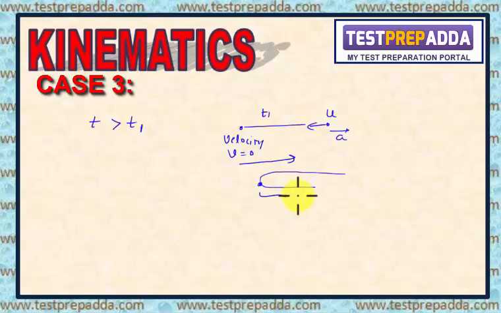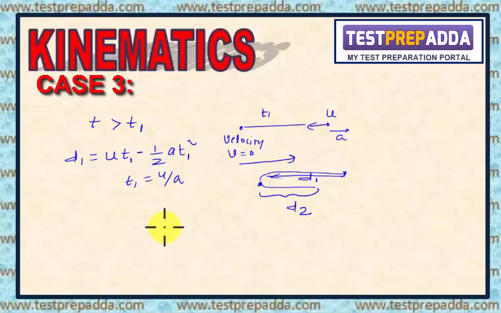After this you have to find d2, let us say, and here let us say this as d1. So first you get d1. D1 will be ut minus half at square. So t you will write as t1 here because the time taken here is t1, and t1 we have already calculated as u by a. Got the idea?